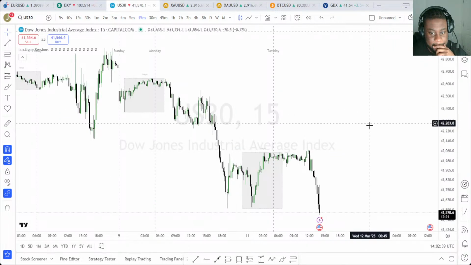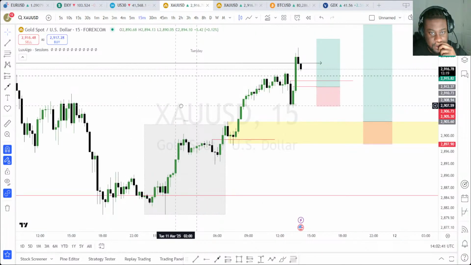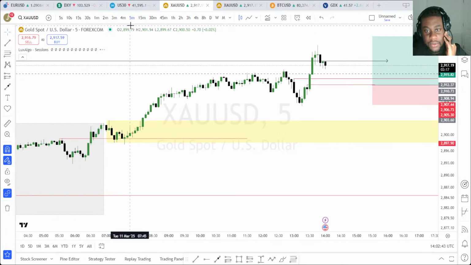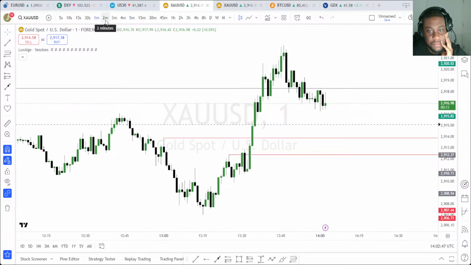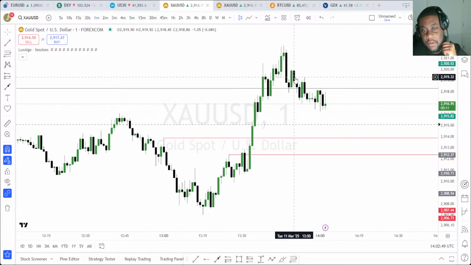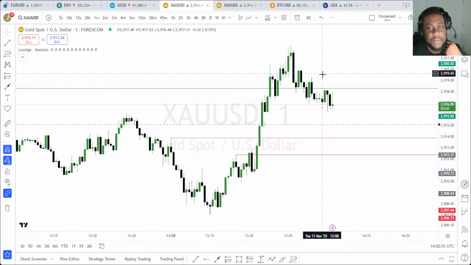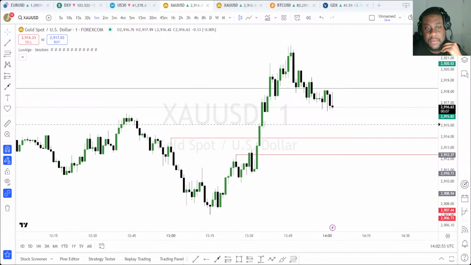Dow's still going. Let's just keep an eye on gold right now. You could go in for a little gold scalp, you know. It is possible.